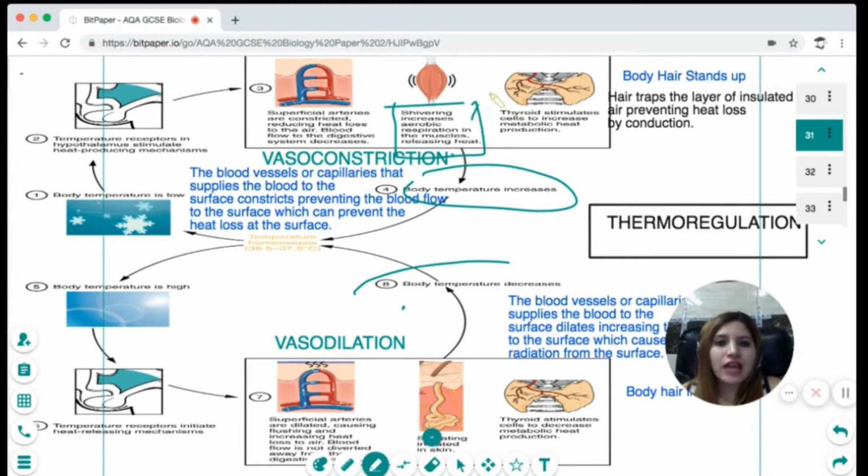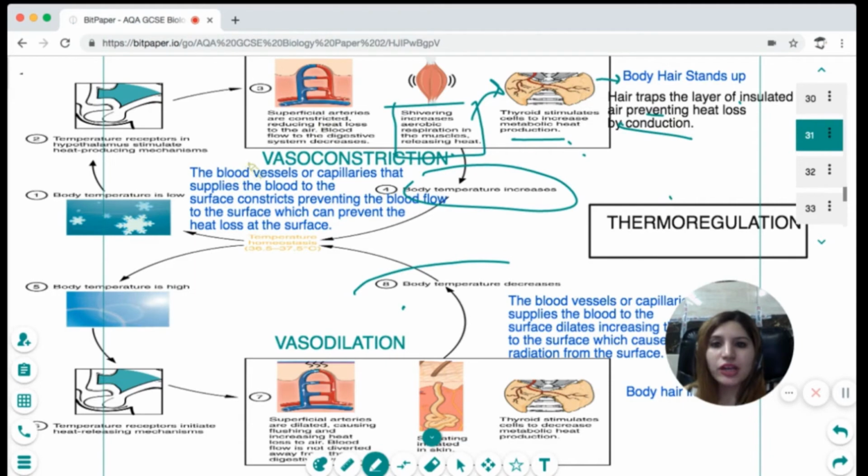Second, the thyroid stimulates cells to increase the metabolism so that heat production can be increased. You must have seen you get goosebumps in cold. Why? Because the body hair stands up so that it can trap a layer of insulating air, which can prevent heat loss by conduction.